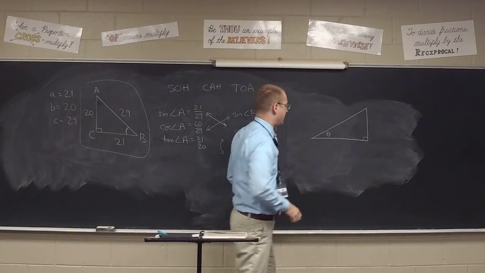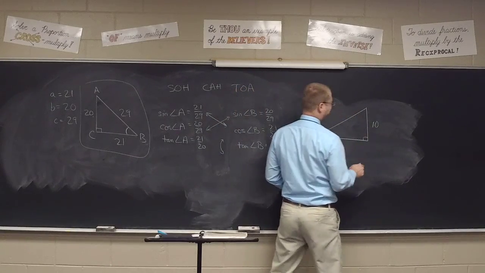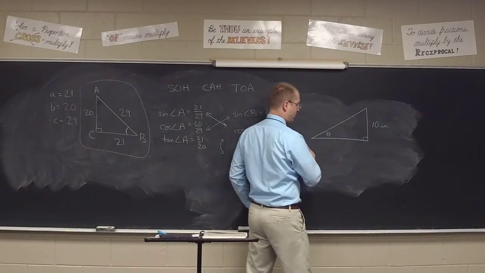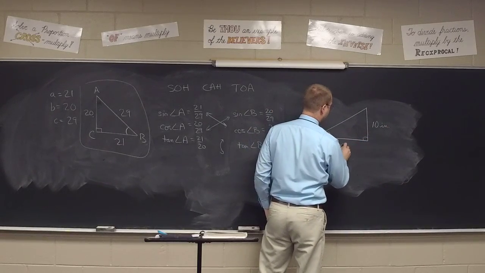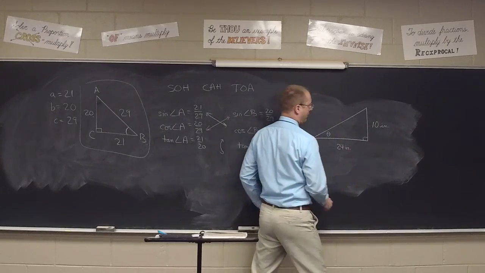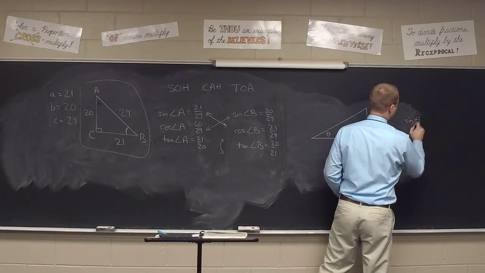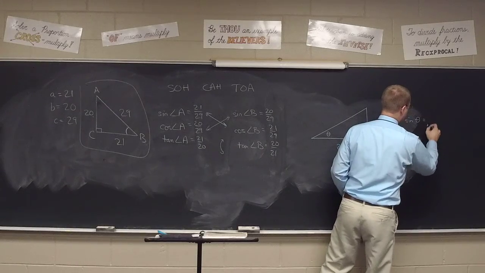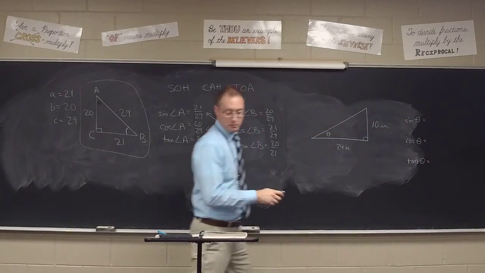We've got this triangle that is unnamed. We've got this angle theta. If I know that this line right here has a length of 10, let's just say 10 inches, and suppose I know that this line here has a length of, let's say, 24 inches, I want you to find the sine of theta, the cosine of theta, and the tangent of theta. Once we've done this, we'll take a look at the rest of your homework from last night.